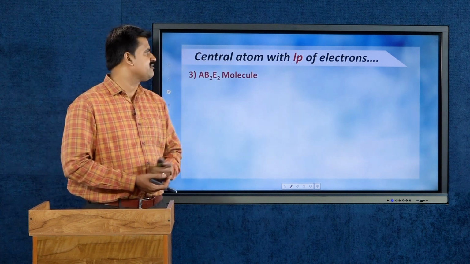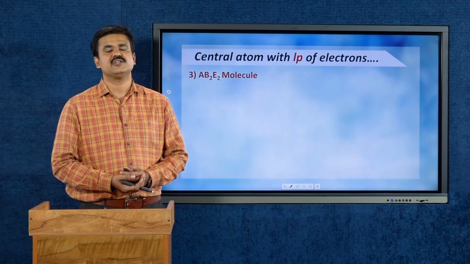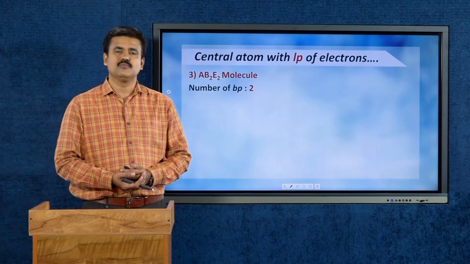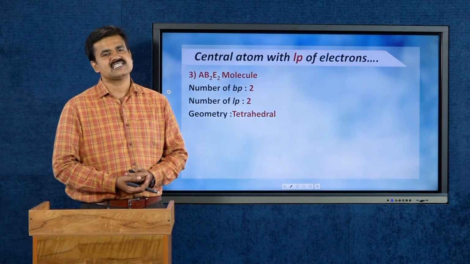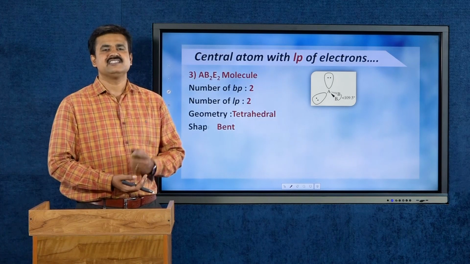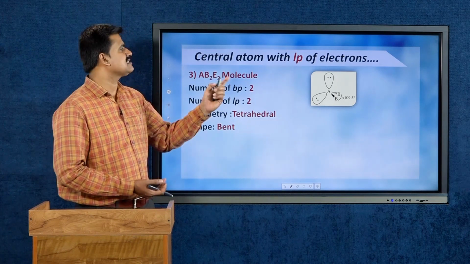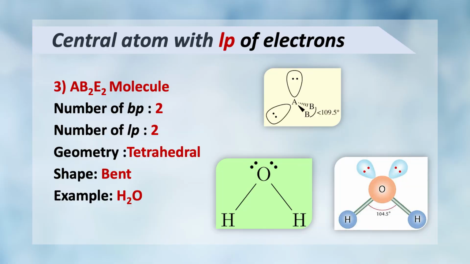Now another category we are discussing is the AB2E2 molecule. Here there are 2 E and 2 B. That means there are 2 bond pairs and 2 lone pairs. There are a total of 4 electron pairs, and hence the geometry is the same, that is tetrahedral geometry. If you exclude the lone pairs, you will get a bent shape for the molecule. A typical example is the water molecule. In the water molecule, the central atom has 2 bond pairs and 2 lone pairs. If you ignore the lone pairs, you will get a bent shape for the water molecule.